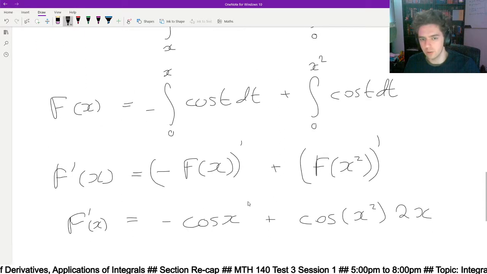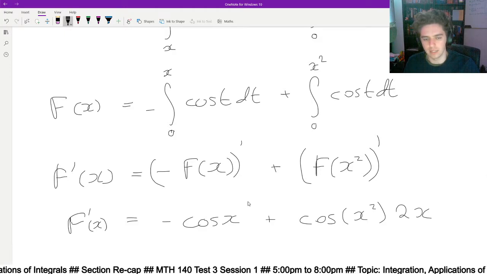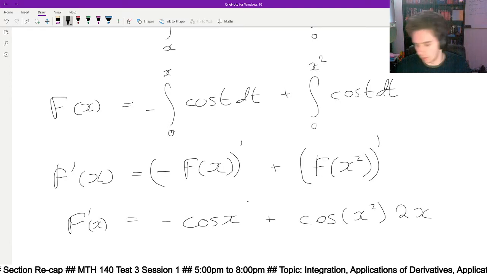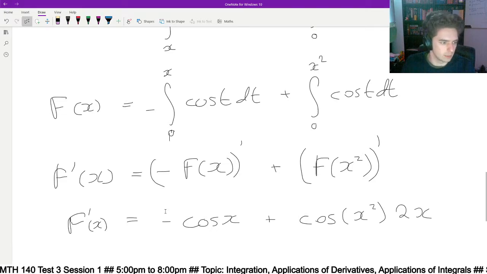Right? And I'm pretty sure you could have chosen any number for the lower bound here. I don't think it had to be 0, although I could be wrong about that. But I'm kind of just following this example. But yeah.